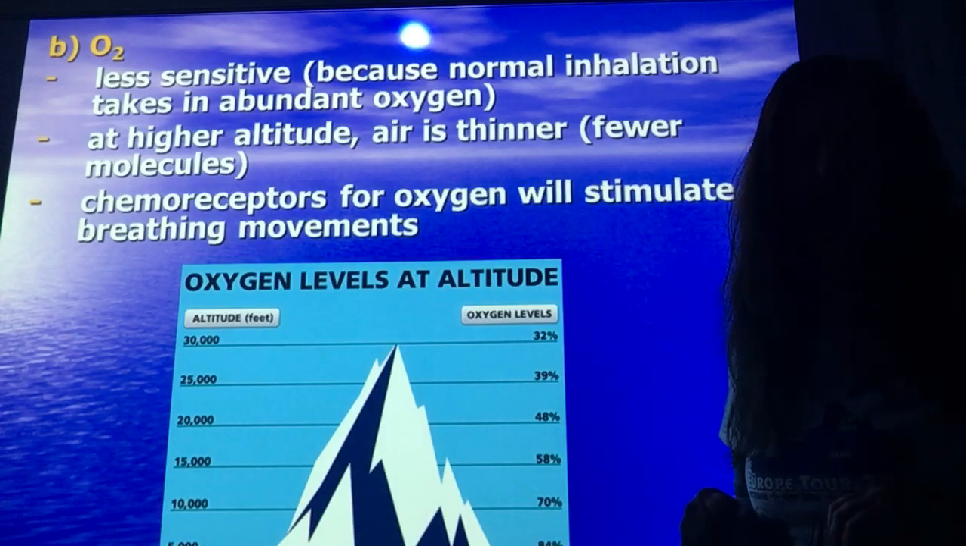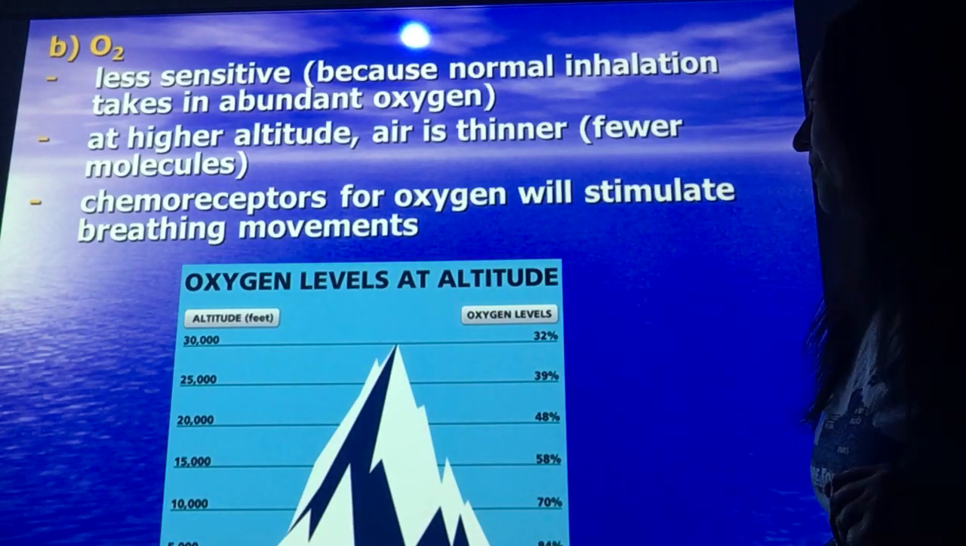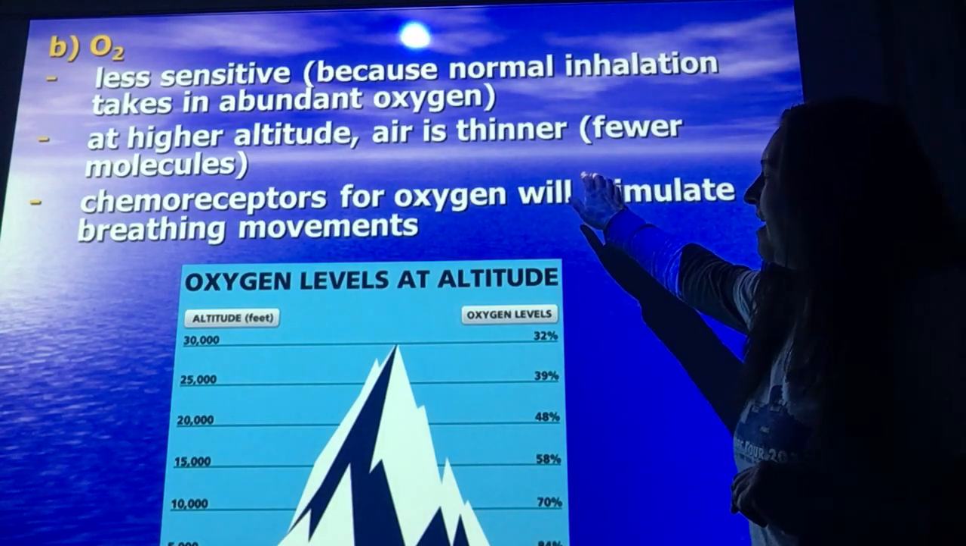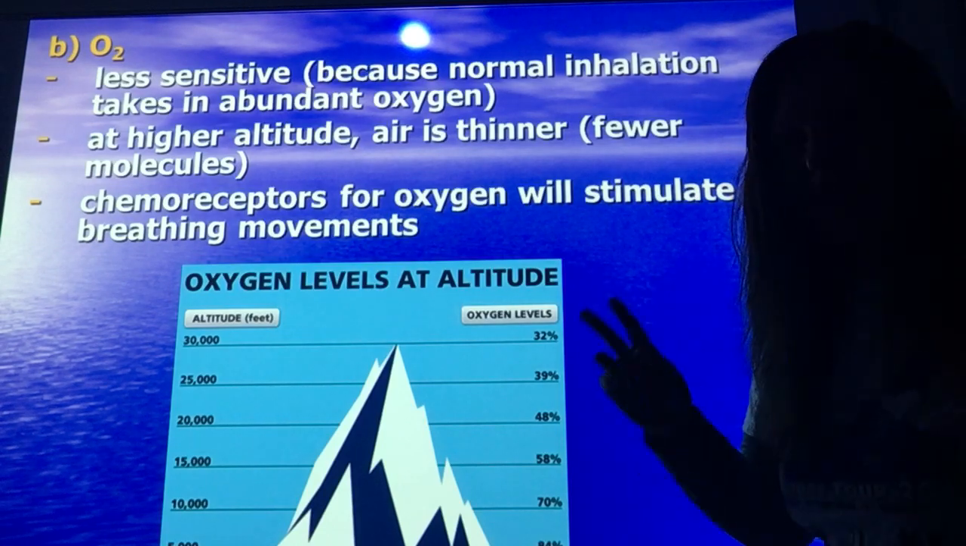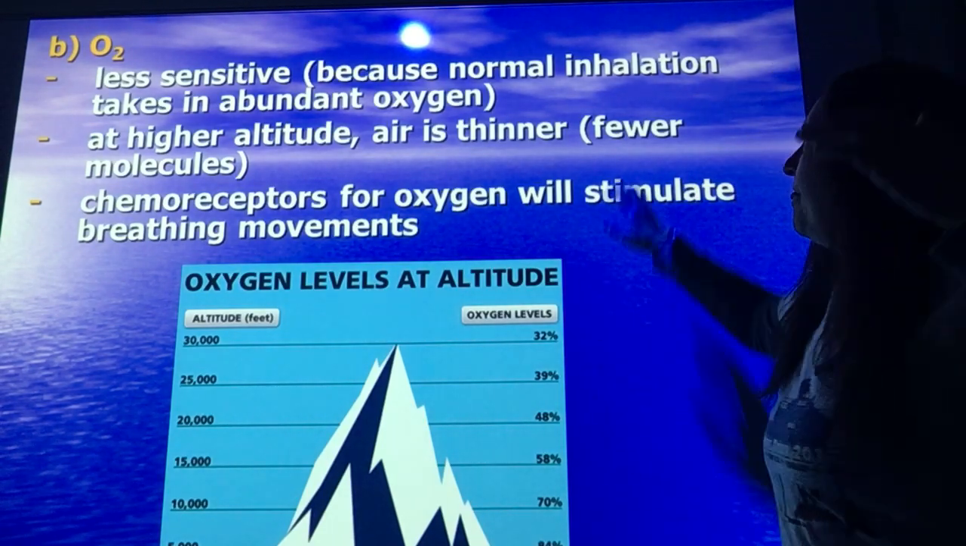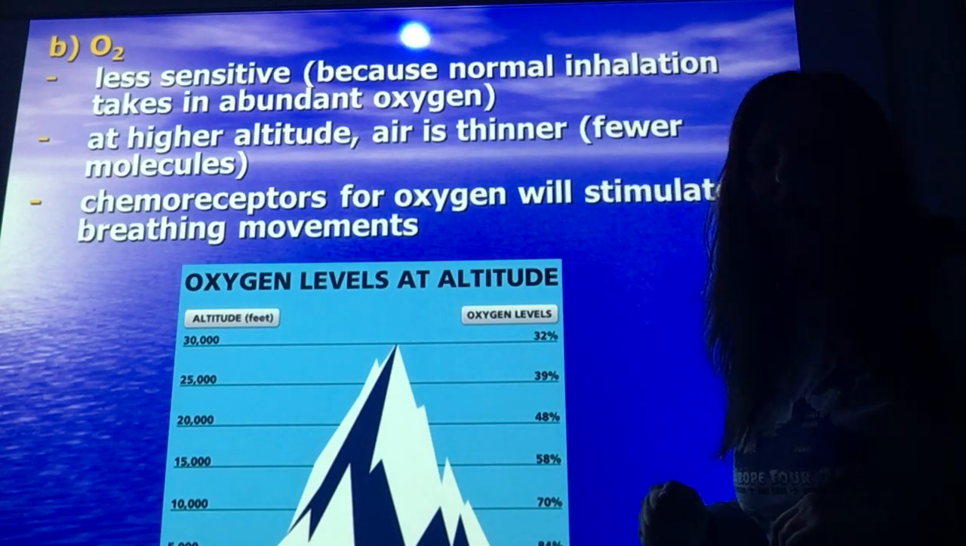So when do we activate our chemoreceptors for oxygen? Well, again, those of you that took Chemistry 30S, this is our Unit 2 gas in the atmosphere unit. At higher altitudes, the air is thinner. And by thinner, we mean it has fewer molecules. So if you go up to high altitudes, that's when there's not enough oxygen, and that's where your chemoreceptors for oxygen would kick in.